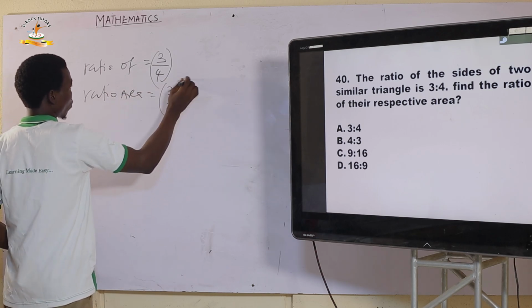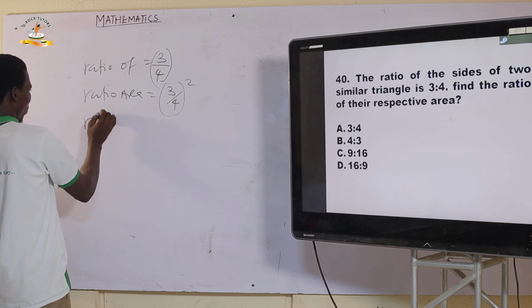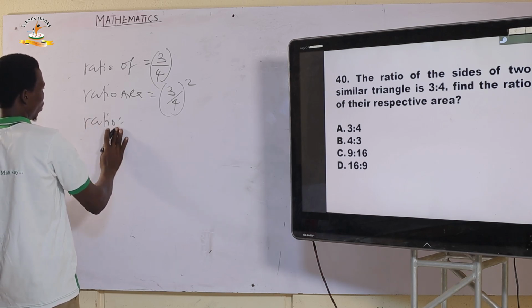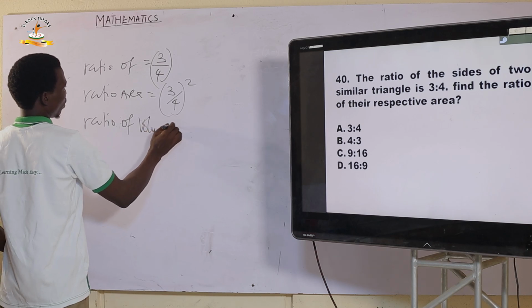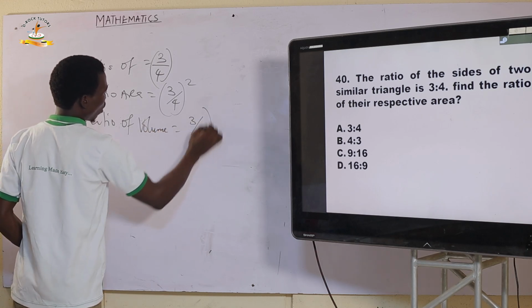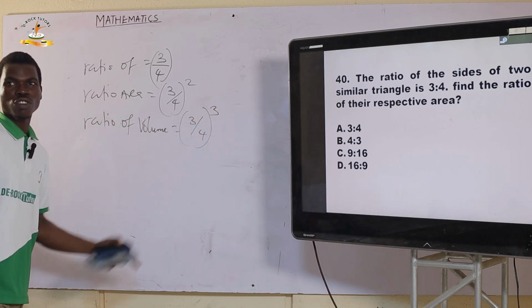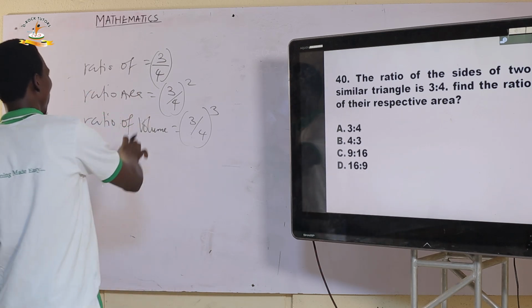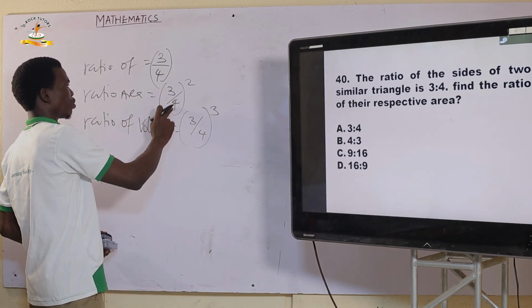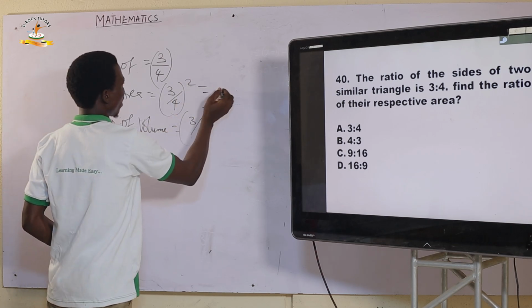3:4 all squared. And the ratio of volume is equal to 3 to 4 all cubed. This is how the relationship works for similar shapes. So we are only interested in the area. So it's going to be 3:4 all squared. And that's going to be what?